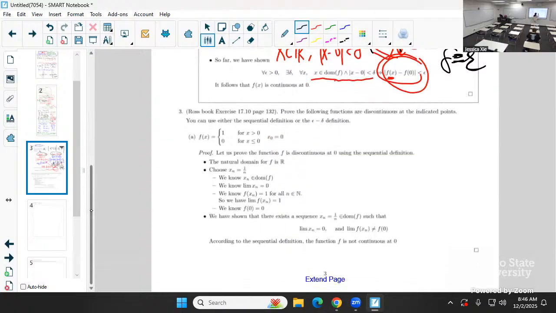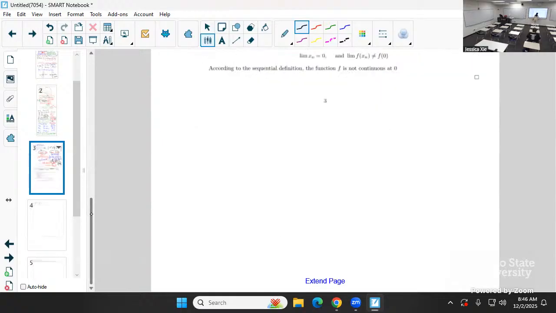Okay, again, prove the following function is discontinuous at the indicated points. You can use either the sequence definition or the epsilon-delta definition. So here it's about the negation. We have learned the definition of a function being continuous. So what's the definition of a function being discontinuous?